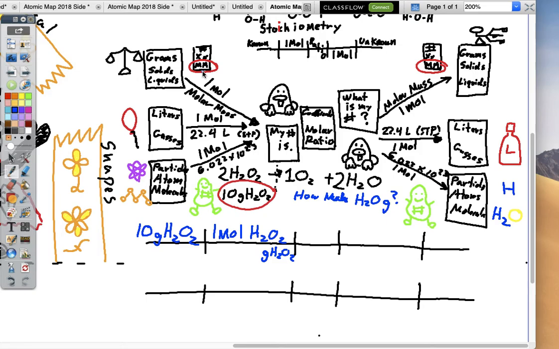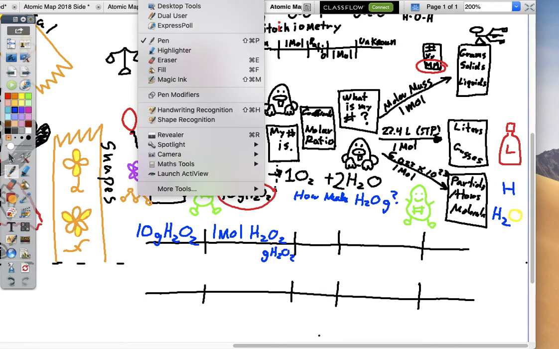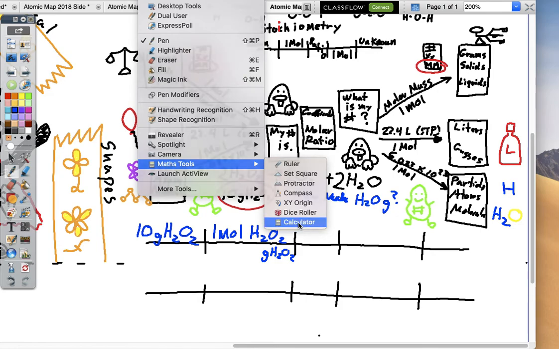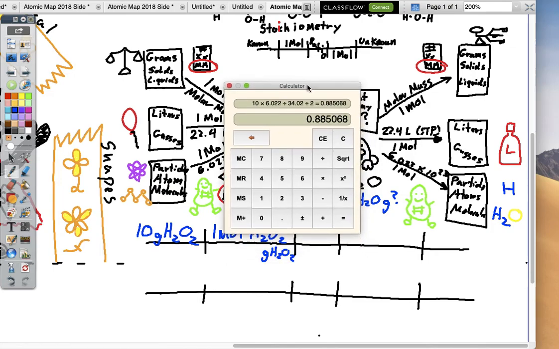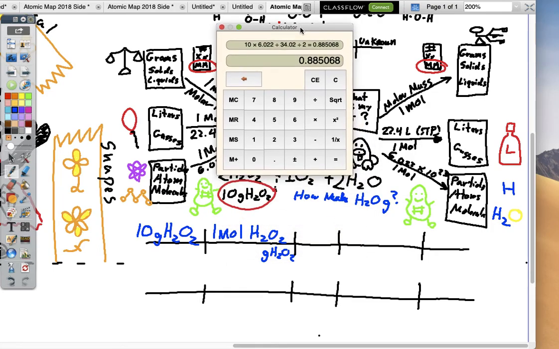Uh-oh, I can't quite see my screen up there. Let's try this one. Hey, it worked. Math tools, calculator. Okay, here we go, guys. If you look at your periodic table, I need to know what the atomic mass, or the molar mass, for oxygen is. 15.999. How many of those do we have? 2. So I'm going to go times 2. Okay, and then I'm going to hit equals, and that's what we got.